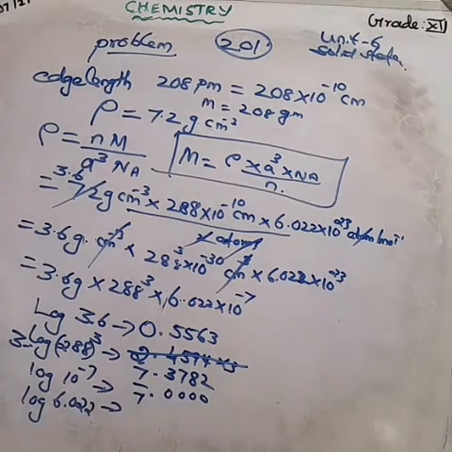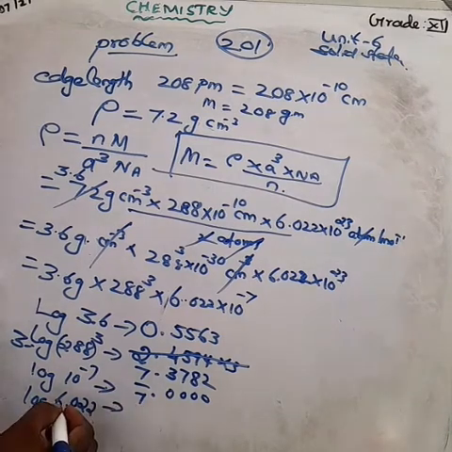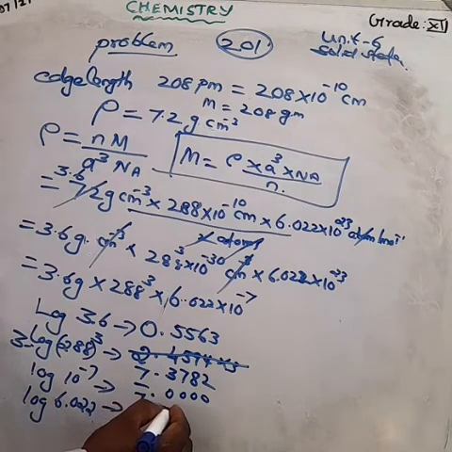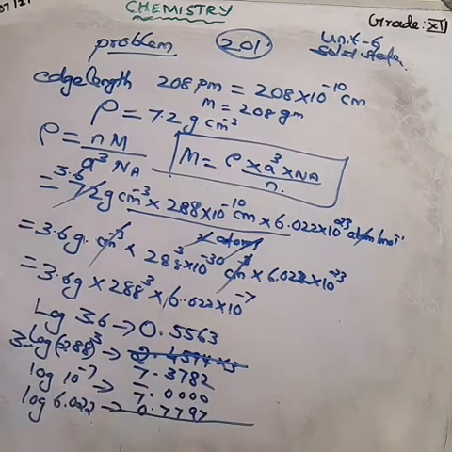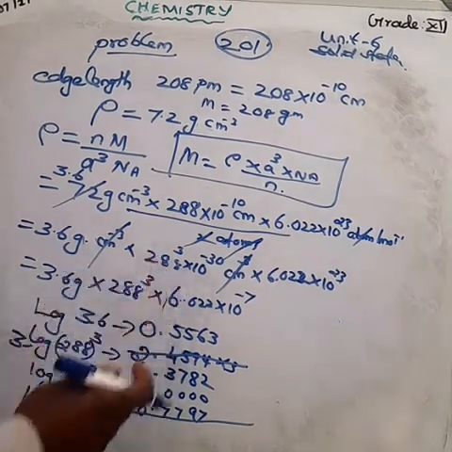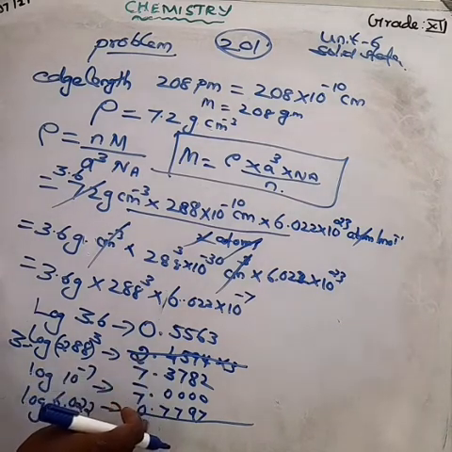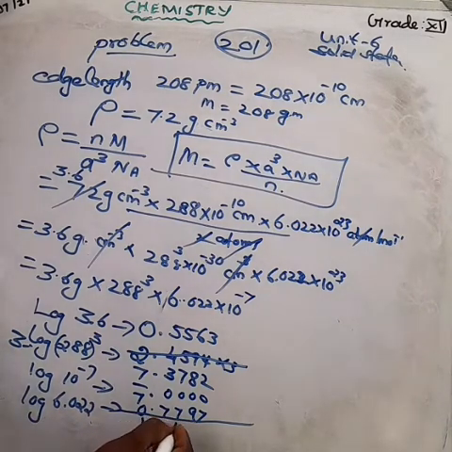Next, log of Avogadro number, 6.022. That is a single digit, so the characteristic is 0 and we get 0.7797. Try to find the log value. So we add these. What is our x value? In total, adding them, we directly write 1.7142, like that.